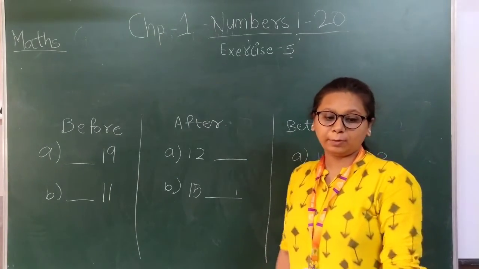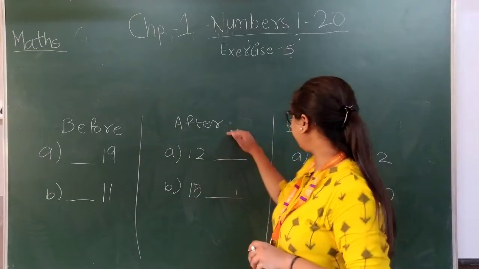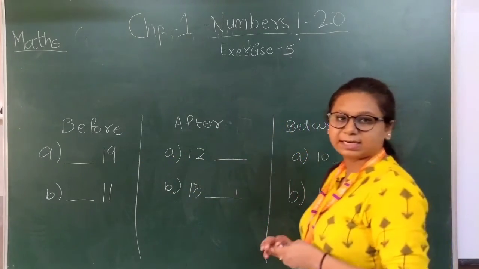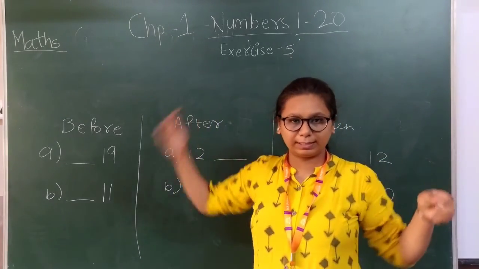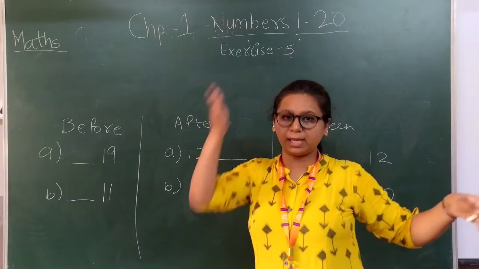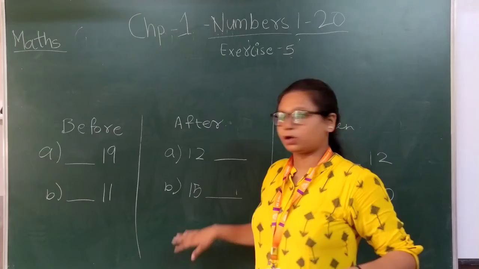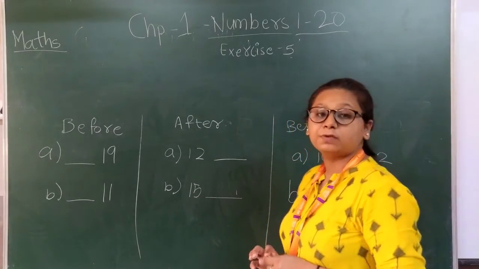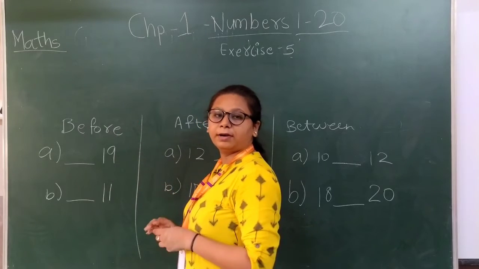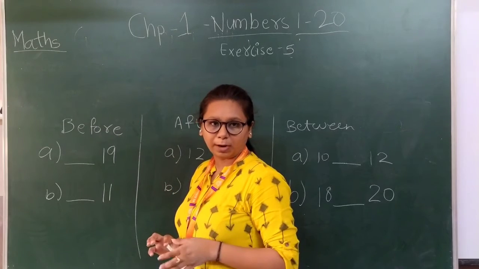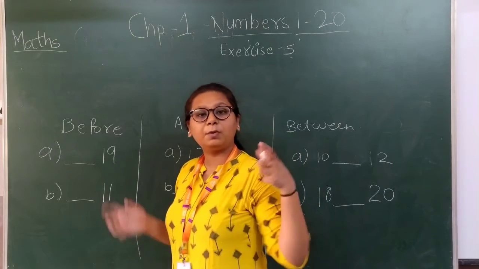Okay students, so now moving to exercise number 5, we will do before, after and between. We already studied what is before, what is after and what is in between. Before मतलब पहले, after मतलब बाद में and between मतलब बीच में, right? So now today we will solve the sums again, okay? So we will start with the first one. Now what comes before? Already there is a number line provided in the book. You can use that number line or number strip and you can solve.